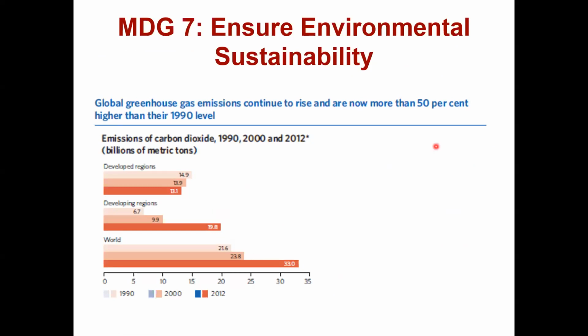All right, so MDG 7, ensure environmental sustainability. Global greenhouse gas emissions continue to rise and are now more than 50% higher than the 1990 levels. So in emissions of carbon dioxide, in 1990, 2000, and 2012, near billions of metric tons. In developed regions, we see a slight decrease in emissions over time. But in developing regions, we see massive increases. And so overall in the world, we see massive increases, in each time period increasing, with the most significant jump being between 2000 and 2012.